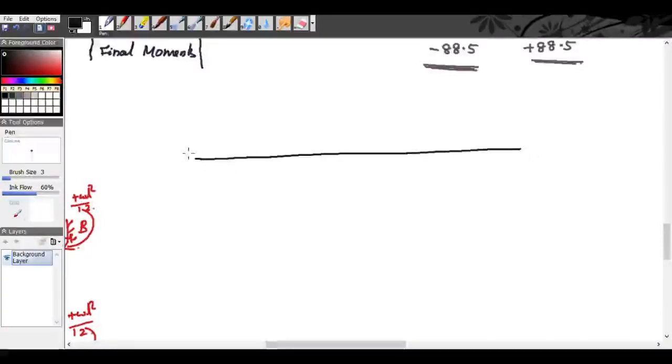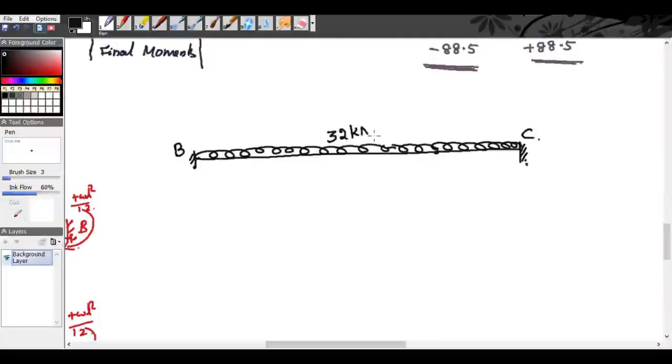Okay, so this is our span BC. We know for the span BC, the total load, that is live load plus dead load, is 32 kilonewton per meter.